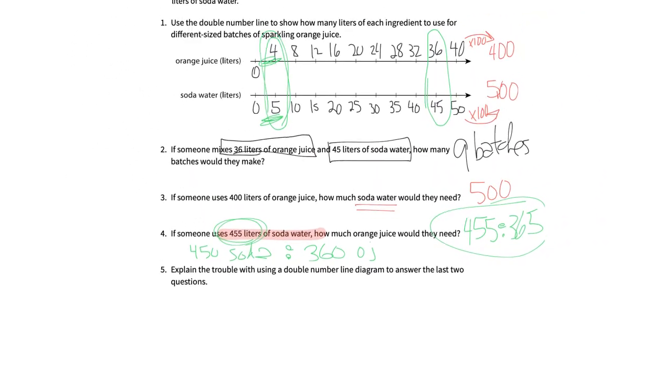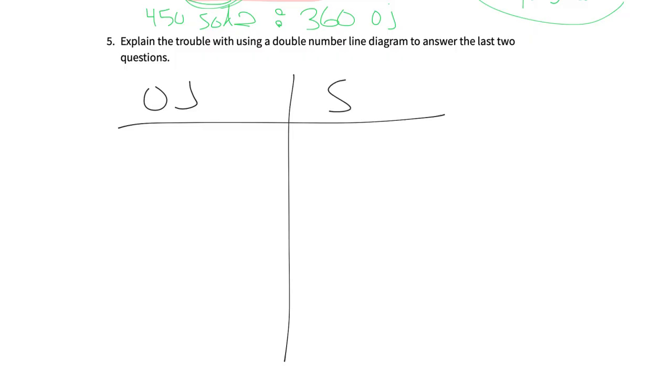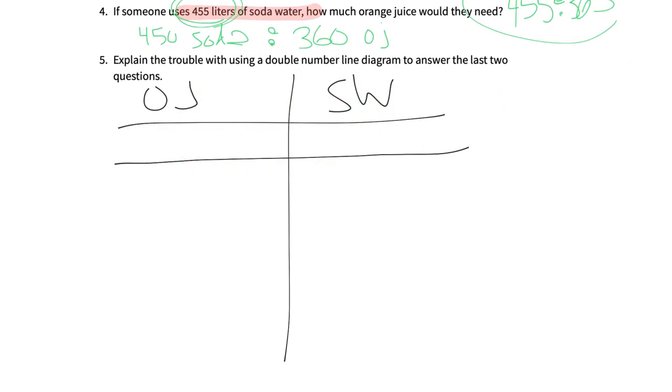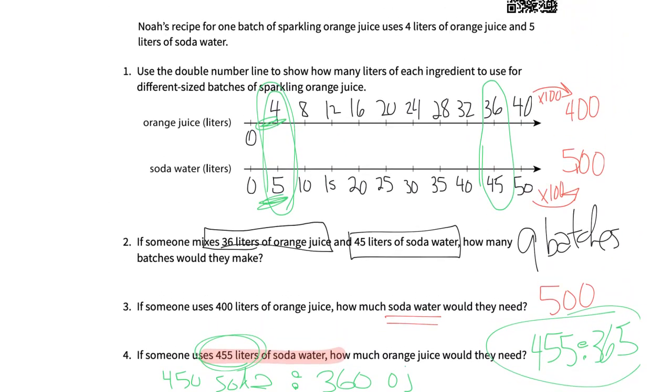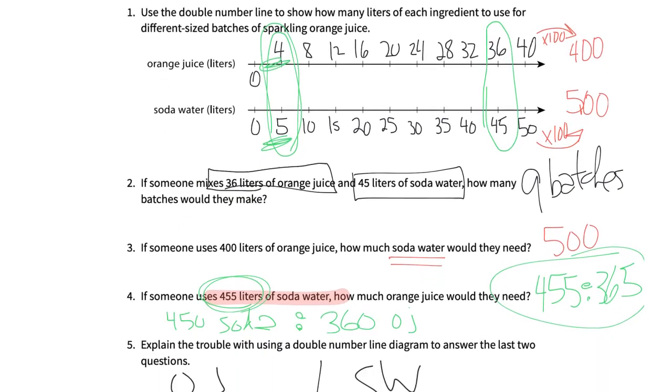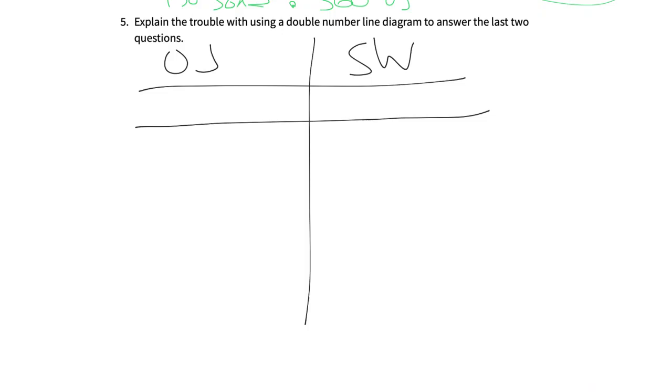So the idea is, how do we connect this to a table? And so our idea would be, so we've got, let's see, orange juice and soda water. And we were given that initial ratio, and I don't remember what that initial ratio was. What was that initial ratio? The initial ratio was 4 liters of orange juice to 5 liters of soda water. So our initial ratio is this 4 to 5 right here.